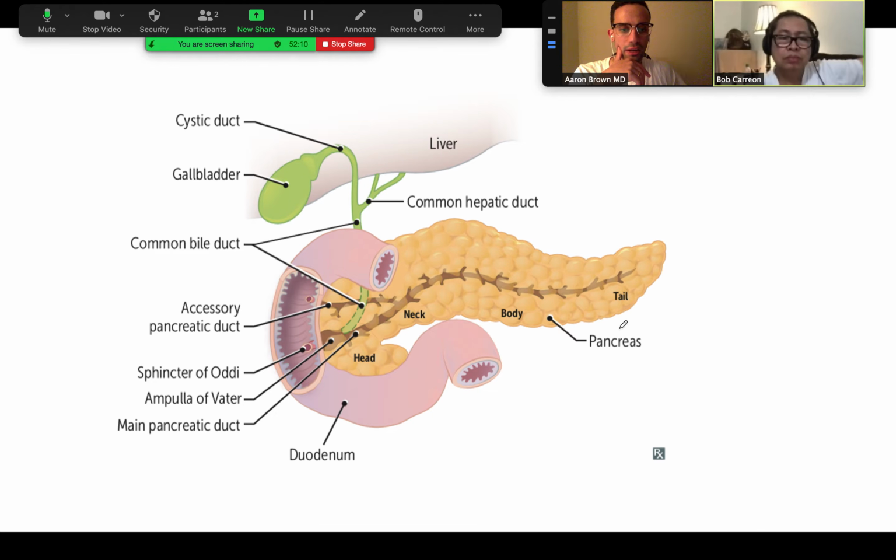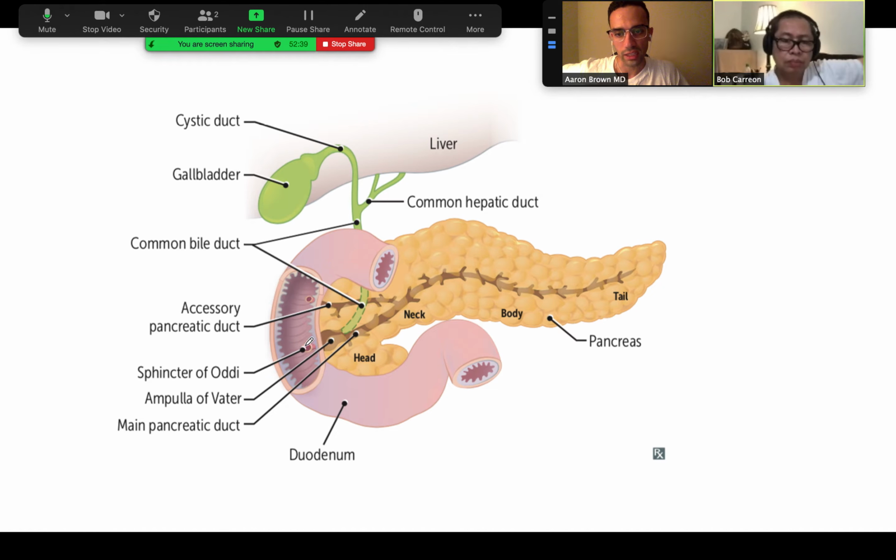Zooming in on our pancreas, we can see here is our main pancreatic duct. We can sometimes have an accessory pancreatic duct. I believe that's called the duct of Wirsung, if I'm not mistaken. Here's our sphincter of Oddi, the ampulla of Vater, where we have connection between the common bile duct and our pancreatic duct, such that the secretions of our liver mix with the pancreatic secretions and then are excreted into the duodenum past the sphincter of Oddi.